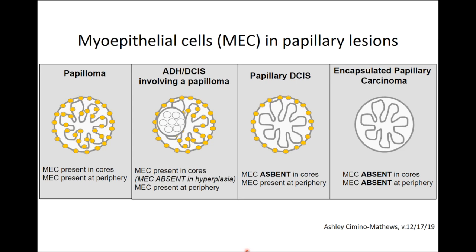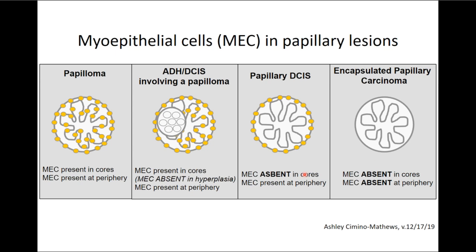Finally, we reach the encapsulated papillary carcinoma. This is also sometimes termed intracystic or encysted papillary carcinoma. In the most recent 2019 edition of the WHO Classification of Tumours of the Breast, 5th edition, they recommend using the term encapsulated papillary carcinoma. And the same holds true, this pattern, for solid papillary carcinoma, where we're now calling it carcinoma, and we now lack myoepithelial cells. They're absent both within the cores and at the periphery.